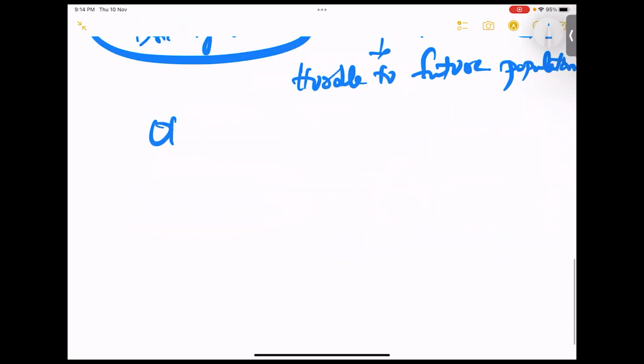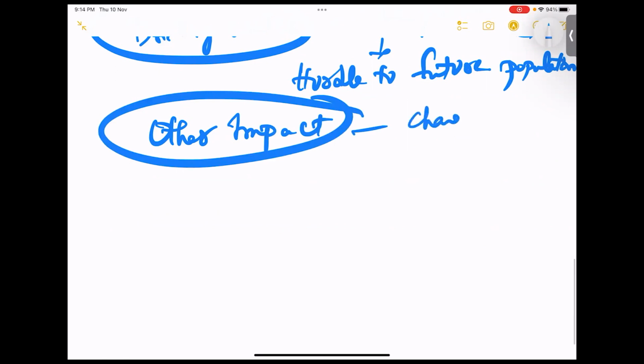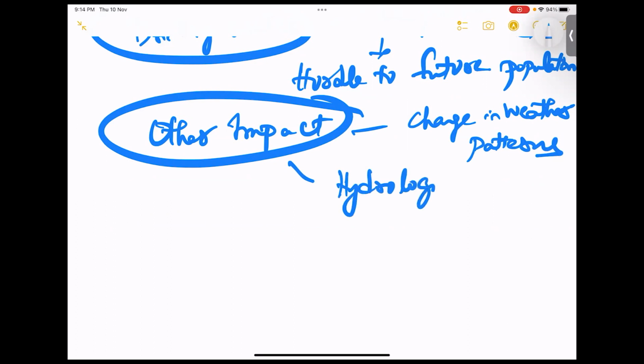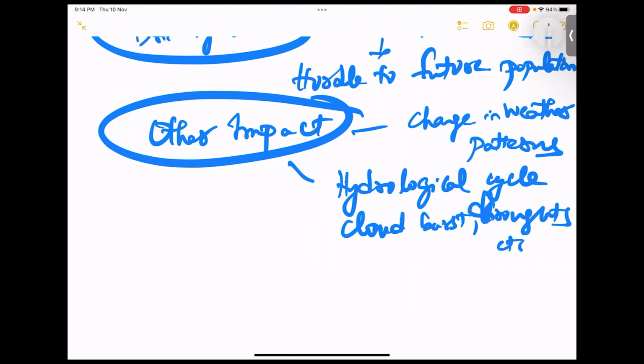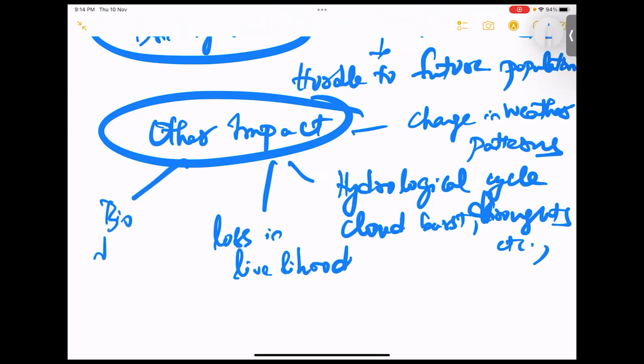And apart from this, other impacts. These are the impacts on water resources. What are the other impacts? Change in weather patterns, change in hydrological cycle, like cloud burst, flash floods or whatever it is, and then droughts, etc. And then loss in livelihood, loss in biodiversity, and then change in weather patterns, which includes monsoon and other ways.